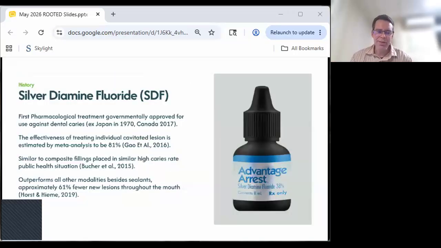Next. These are just studies to show you we are using it off-label in America, but in Canada and in Japan, it's actually used as a caries arresting medicament. In the United States, it was approved by the FDA as a desensitizer, just so you know. That being said, we know that it is effective at treating cavitated lesions. We know that it's similar to composite resin fillings. We know that it outperforms all modalities besides sealants, right?